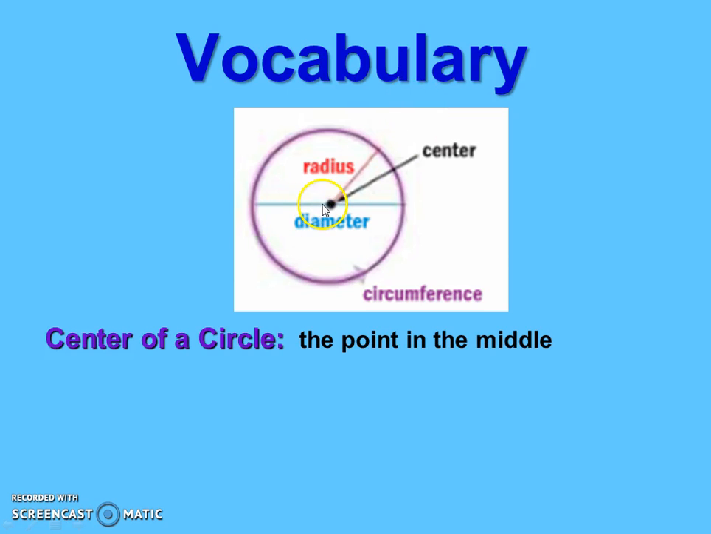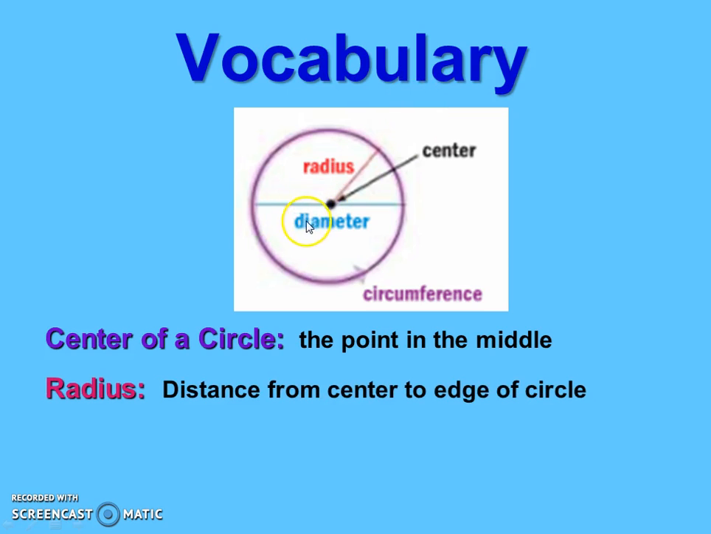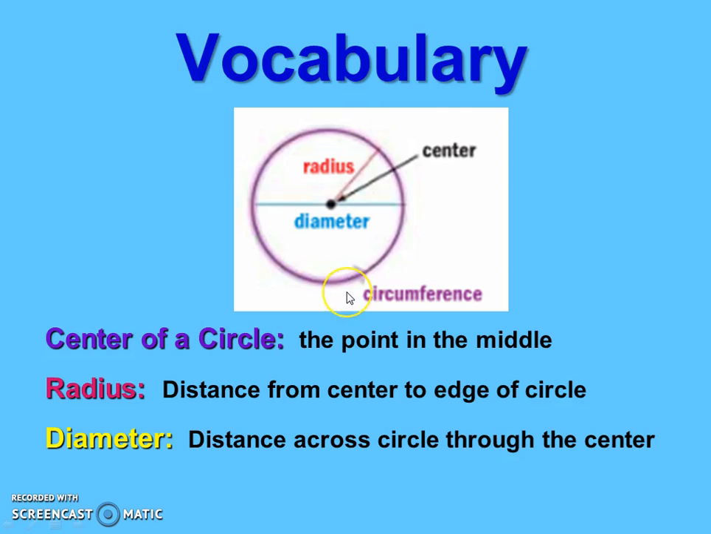Okay, so we have the center. The radius of a circle is that distance from the center to a point on the edge of the circle. Now a radius can go in any direction, right? So from here this way, anyway, as long as it starts in the center and then ends on the circle itself. Okay, the diameter then is the distance all the way across the circle through the center. So it has to actually pass through that point.